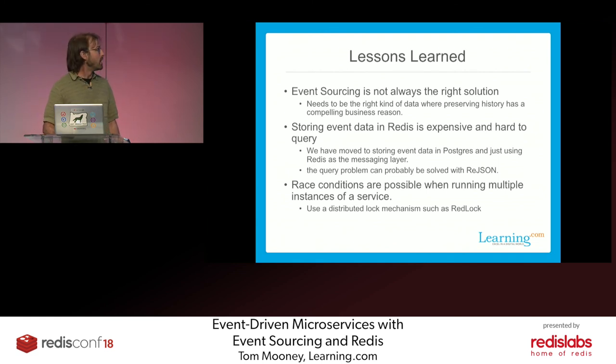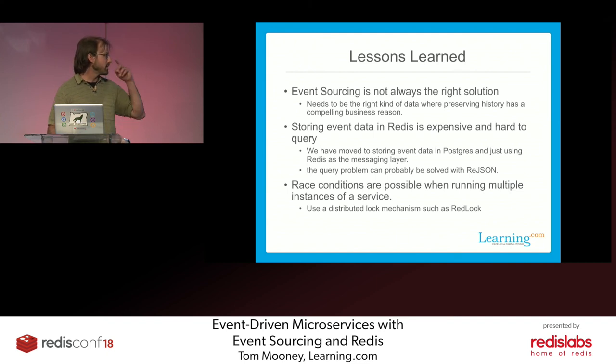Second thing, storing all that event data in Redis can get expensive. It's an in-memory data store, and it can also be a little bit hard to query. So both of those things are not insurmountable. We're a pretty small company, so storing hundreds of gigabytes in Redis is not really feasible for us, but for other people it might be. And other things like the Redis on Flash stuff sounds really interesting because it might take care of that very problem. And then as far as being able to query it, that can probably be solved with modules like RedisJSON. But for a lot of our bigger event stores at learning.com, we've actually moved to storing that event data in Postgres and just using Redis as a messaging system.